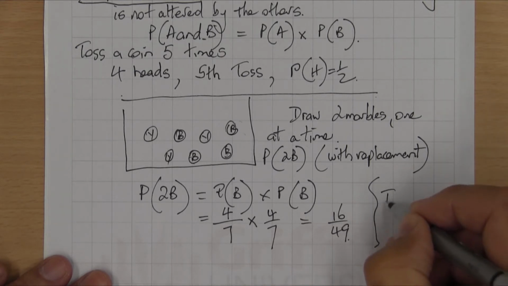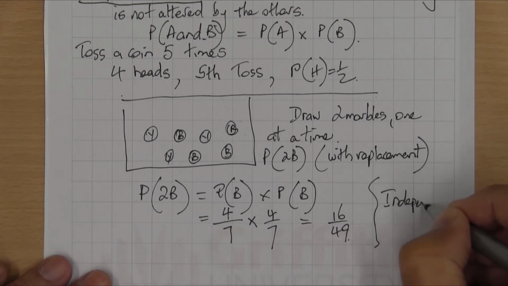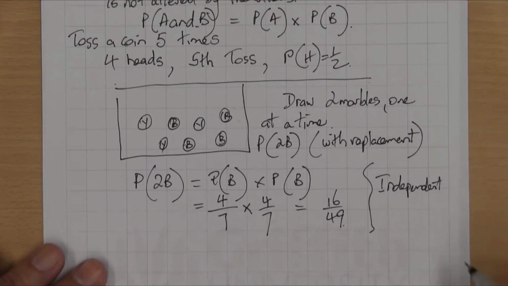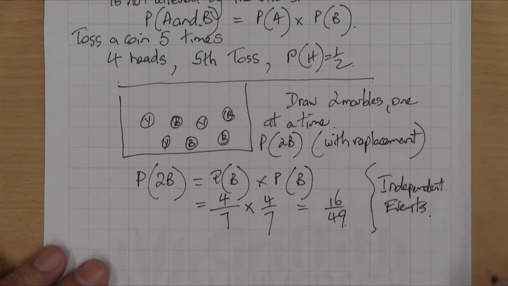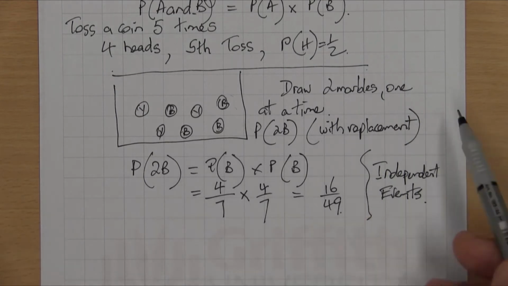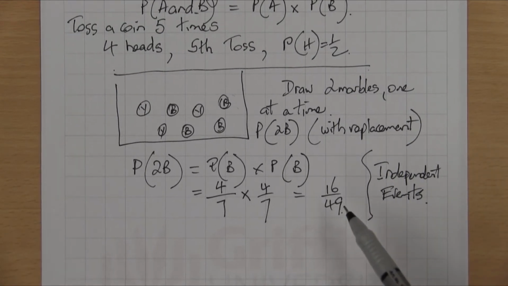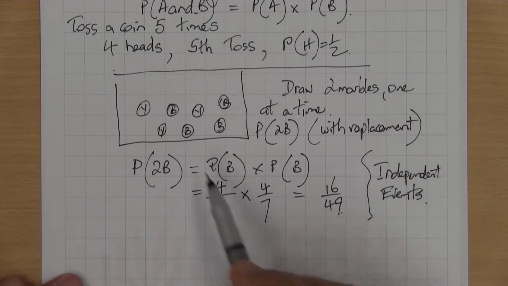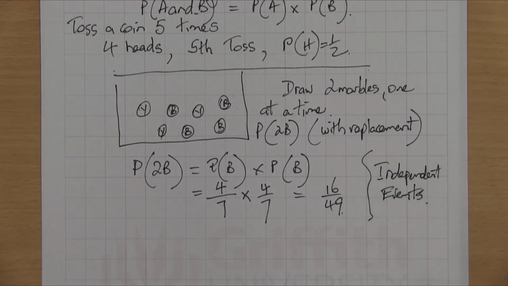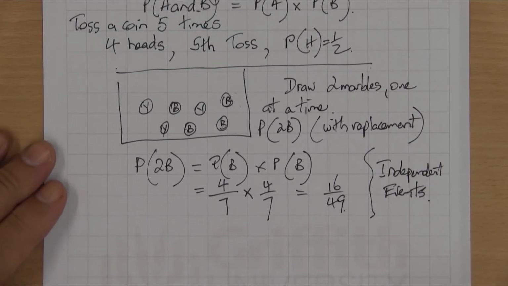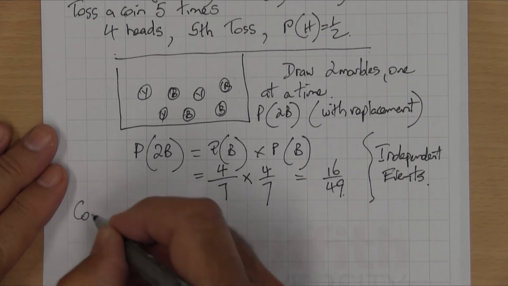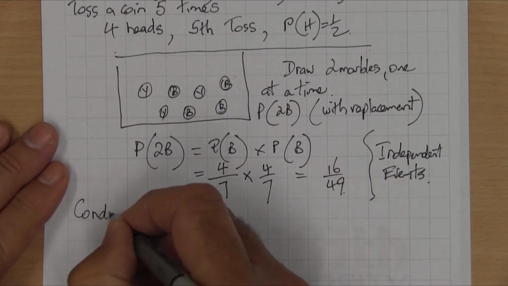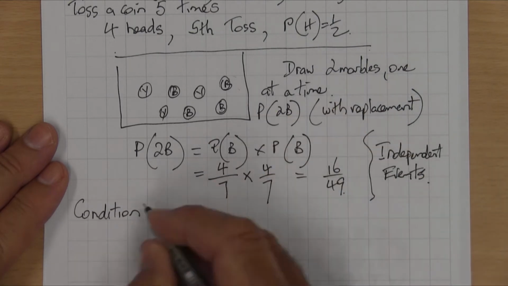So this is an example of independent events. The 2 draws are independent of each other because you're putting the marble back in after you've drawn the first one out. Okay, now this brings us on to a rule for conditional probability. I'm going to come back to this example.